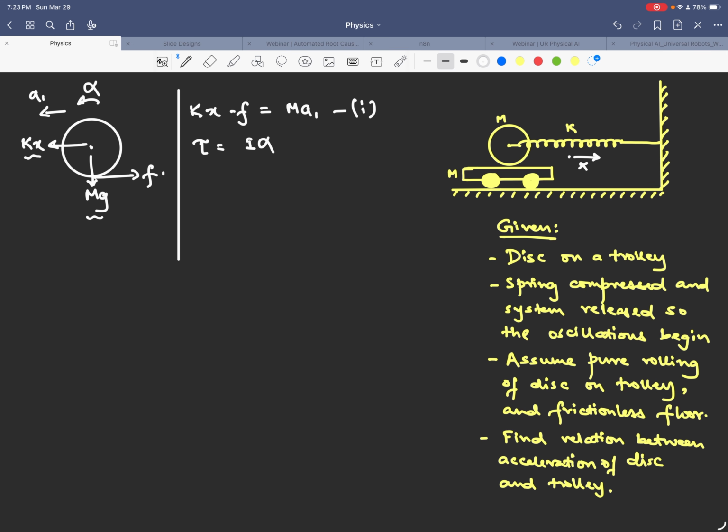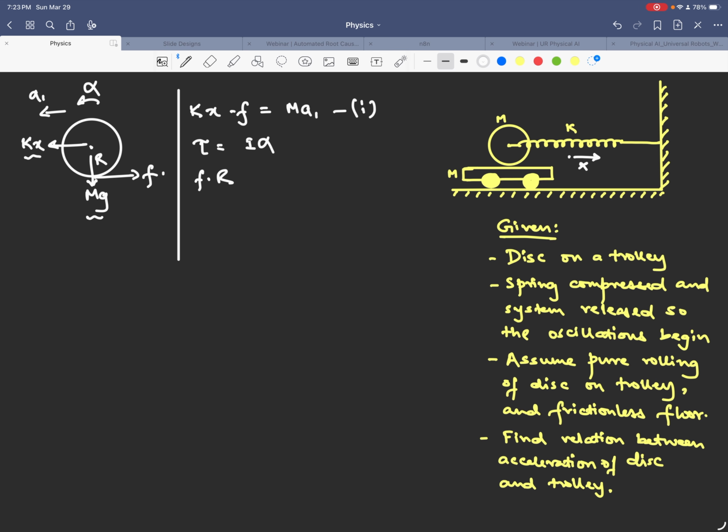Also, we know that the torque for this body is nothing but the force of friction multiplied by the radius of the body. It's not given here. Let's assume it's R. And we now know that the torque is force times radius, and again, like I said, there is no other force which can give it a torque because both mg and kx are passing through the center, so it will not result in any torque.